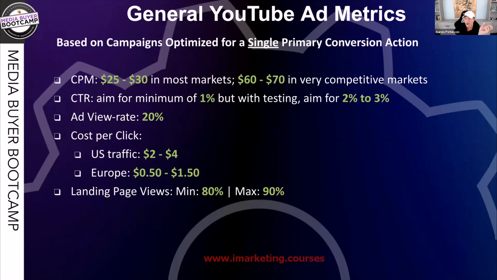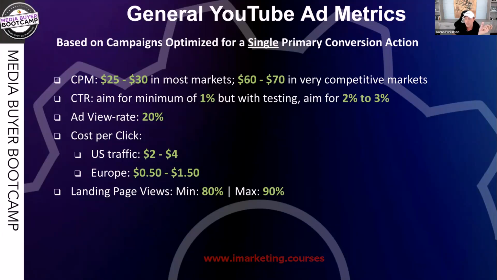So on US traffic cost per click, we're shooting for $2 to $4. And on Europe, 50 cents to $1.50 because it's not as competitive over there, so there's less people in the auction. So you can get cheaper clicks over there, but they're also not as used to buying digitally, so often the conversion rates are lower. You're paying a lower cost per click, but you're also usually seeing a lower conversion rate.